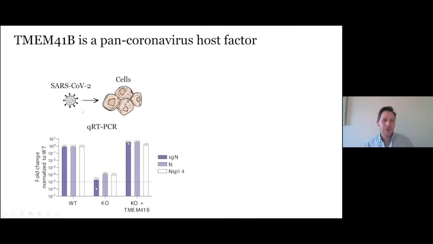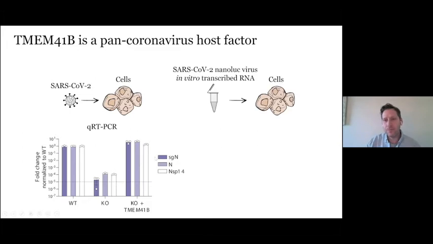So for this, and also to get another view of what's happening, we did qRT-PCR after infection. And you can see that by measuring a number of different amplicons from the virus, there's about a 4 log reduction of viral RNA in the knockout cells, which is restored upon TMEM41B addition. So we think that this suggests that the block is either occurring at entry or somewhere up to or at the step of virus RNA replication.